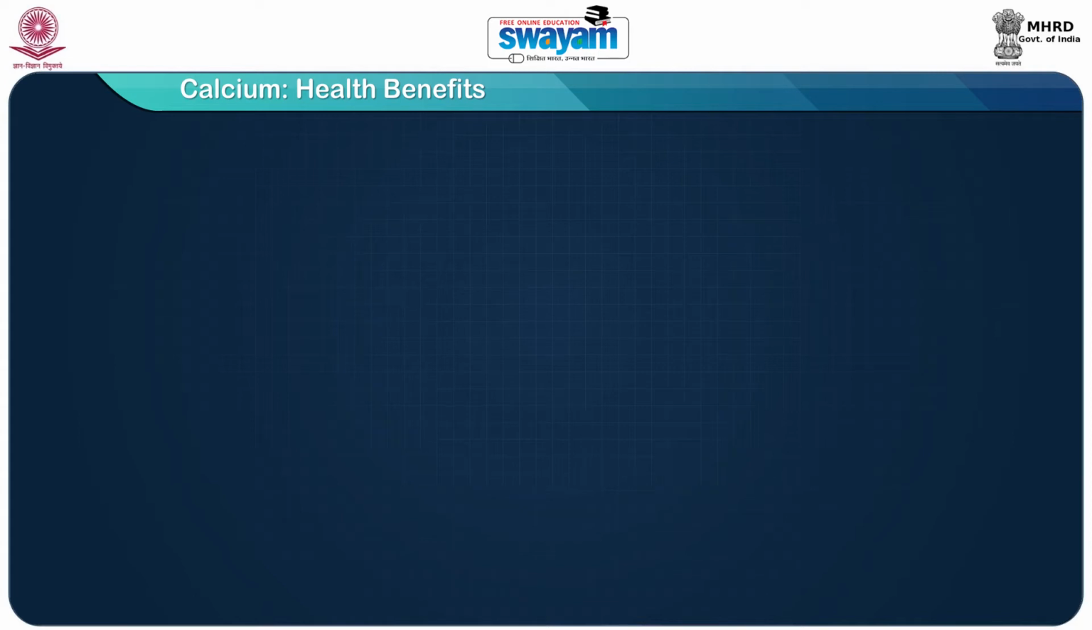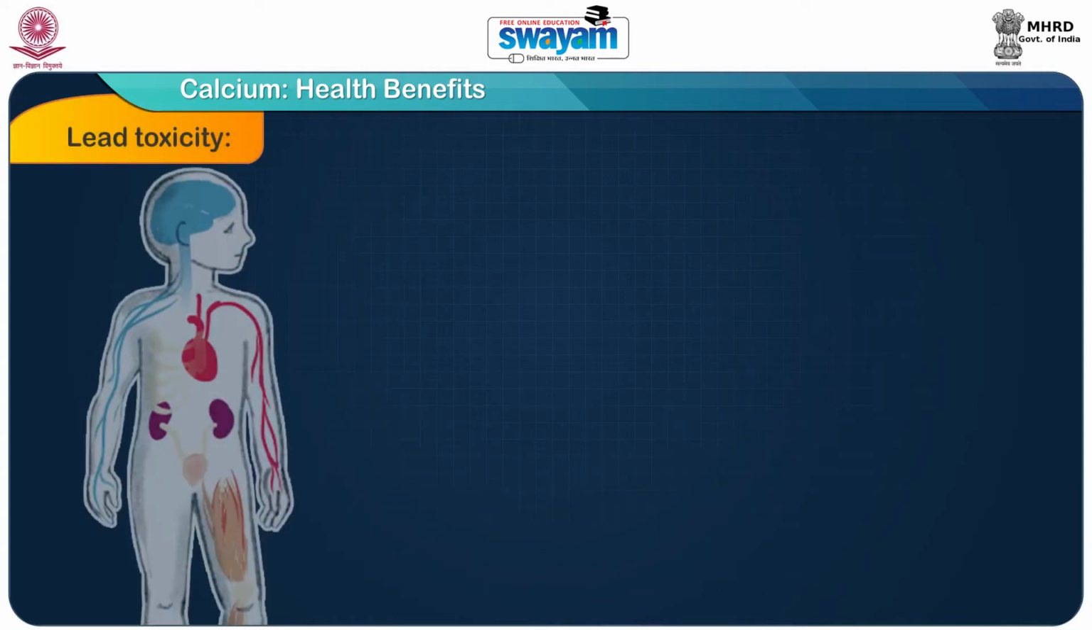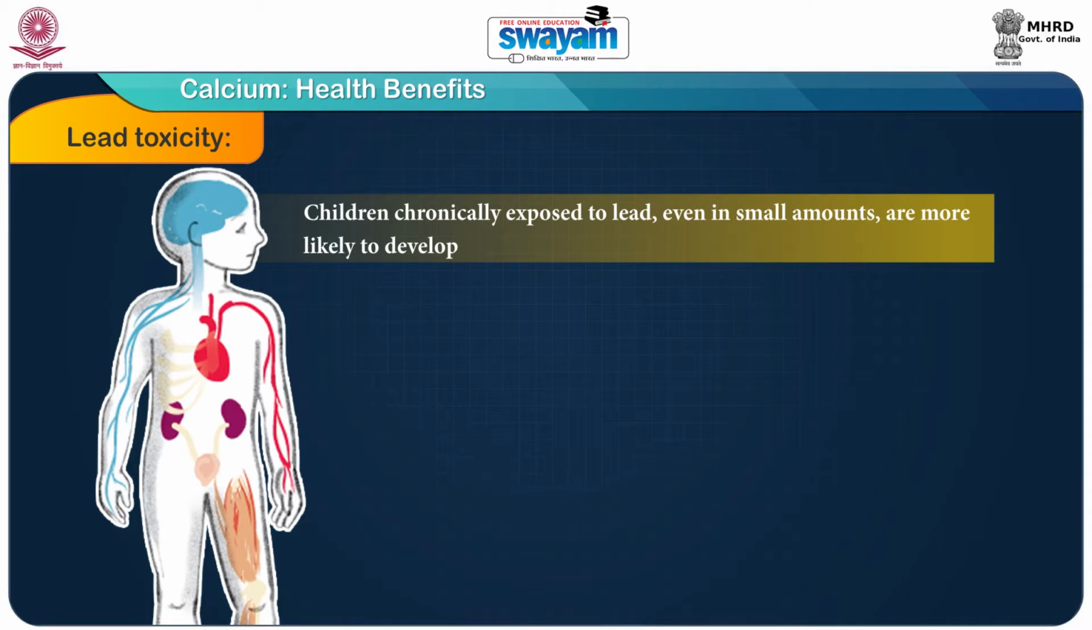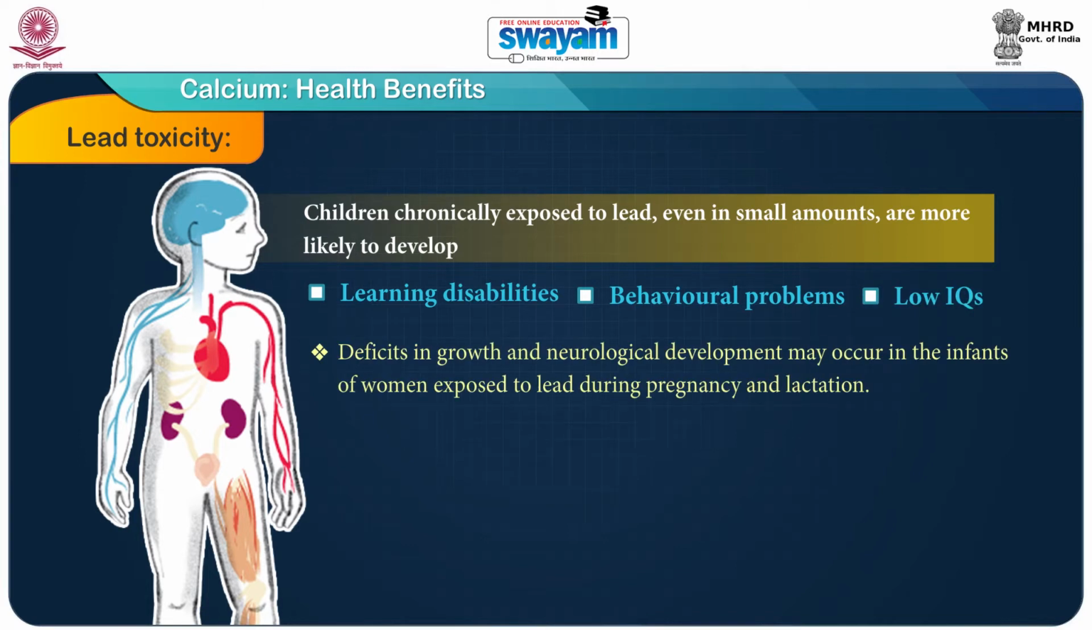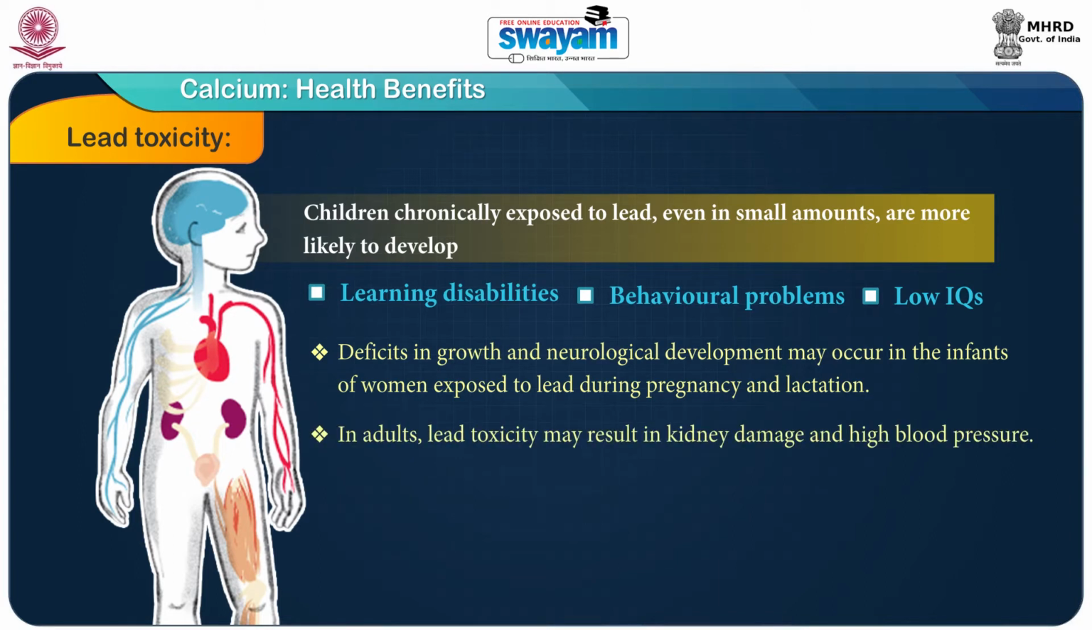Now, the role of calcium in lead toxicity. Children chronically exposed to lead, even in very small amounts, are more likely to develop learning disabilities, behavioral problems and have low IQs. Deficit in growth and neurological development may occur in infants of women who are exposed to lead during pregnancy as well as during lactation. Now, in adults, lead toxicity may result in kidney damage and high blood pressure.